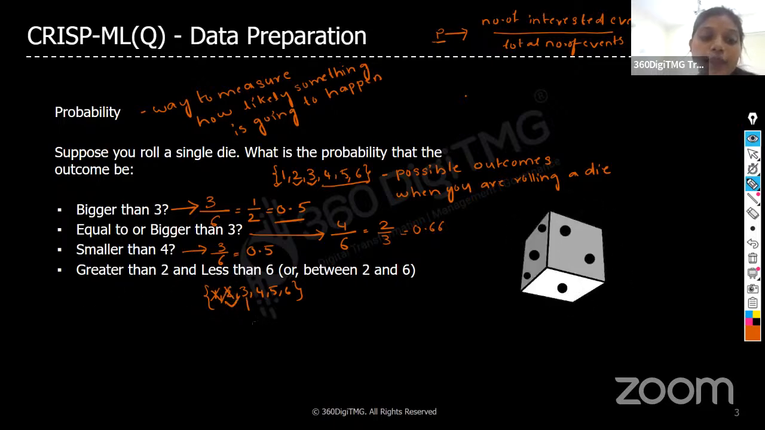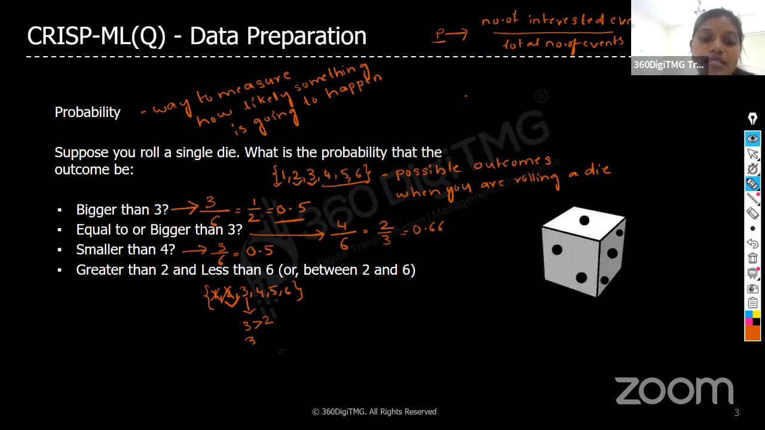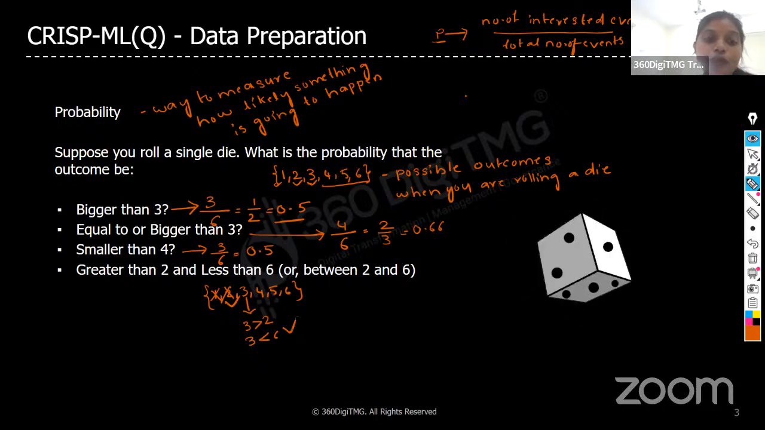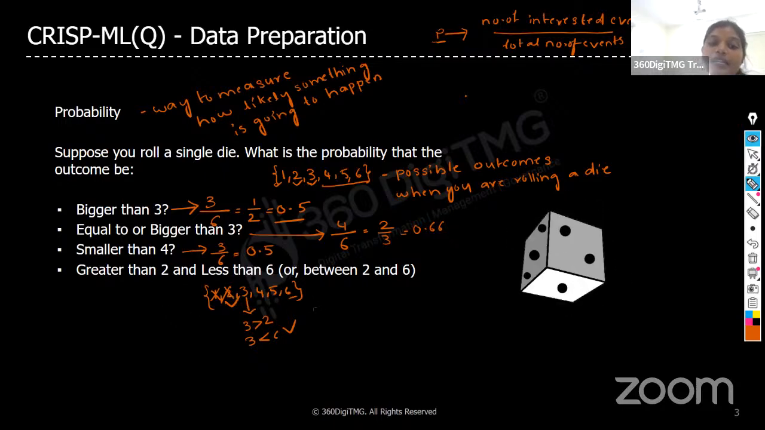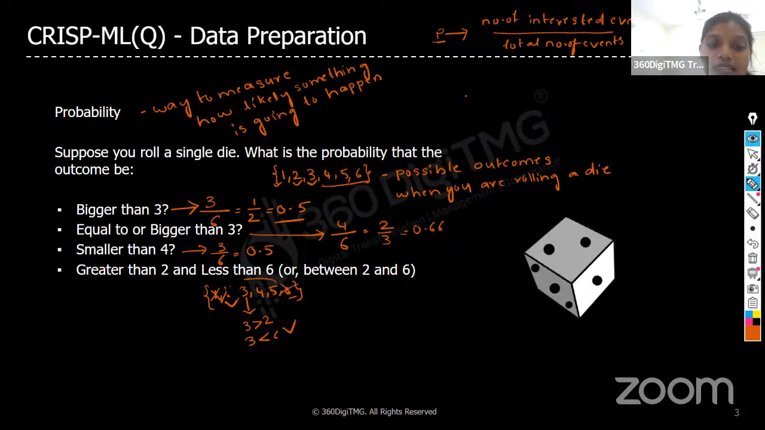So this is also not there. And coming to 3, 3 is greater than 2 and also 3 is less than 6. It is satisfying both the conditions. And 4 also. 4 is greater than 2 and 4 is less than 6. 5 is greater than 2 and 5 is less than 6. And coming to the 6, 6 is greater than 2, but it is not less than 6. So these 3 values are satisfying this condition.